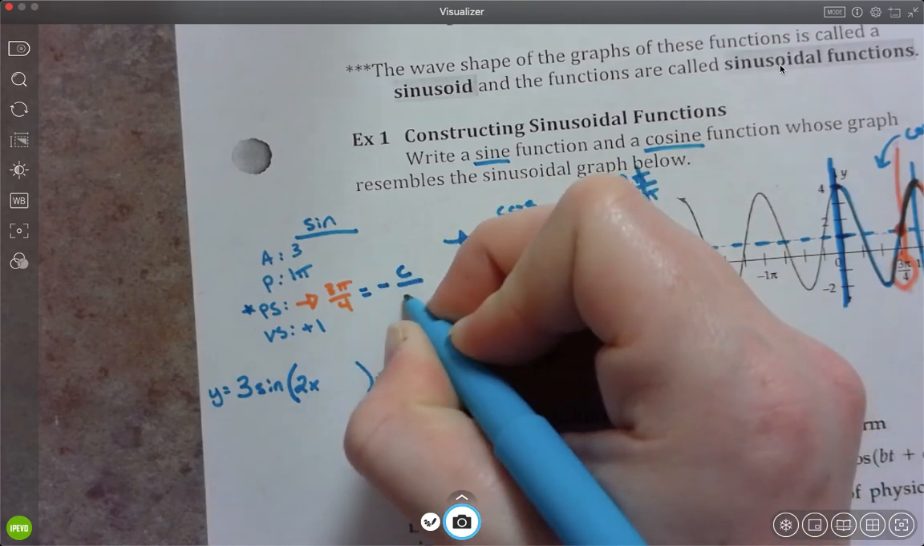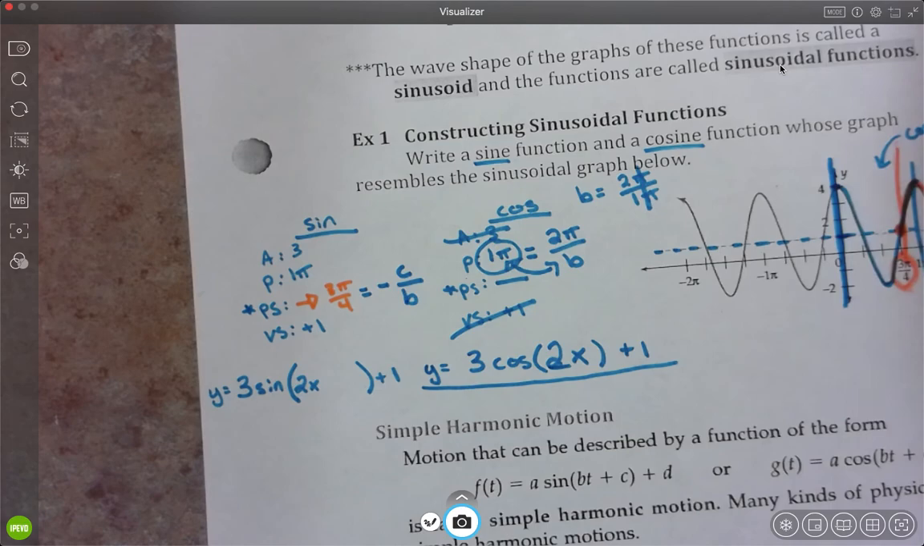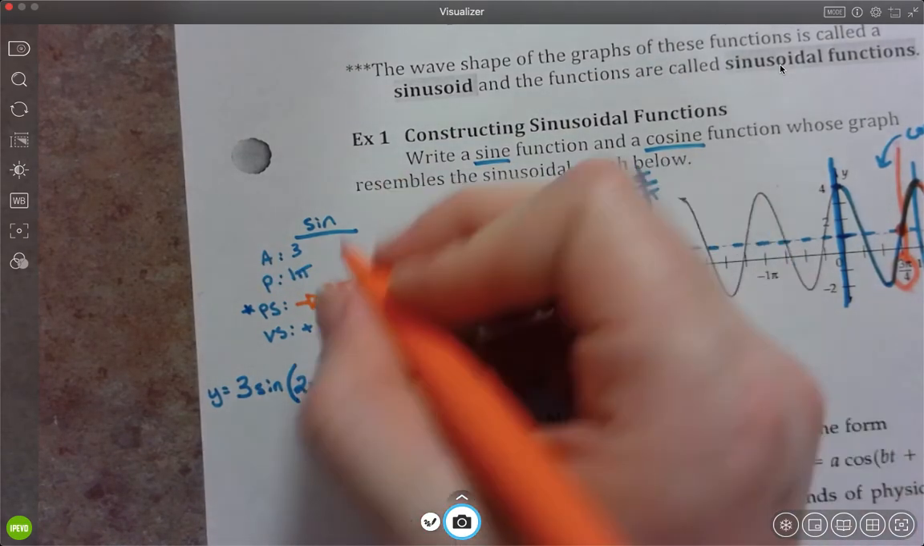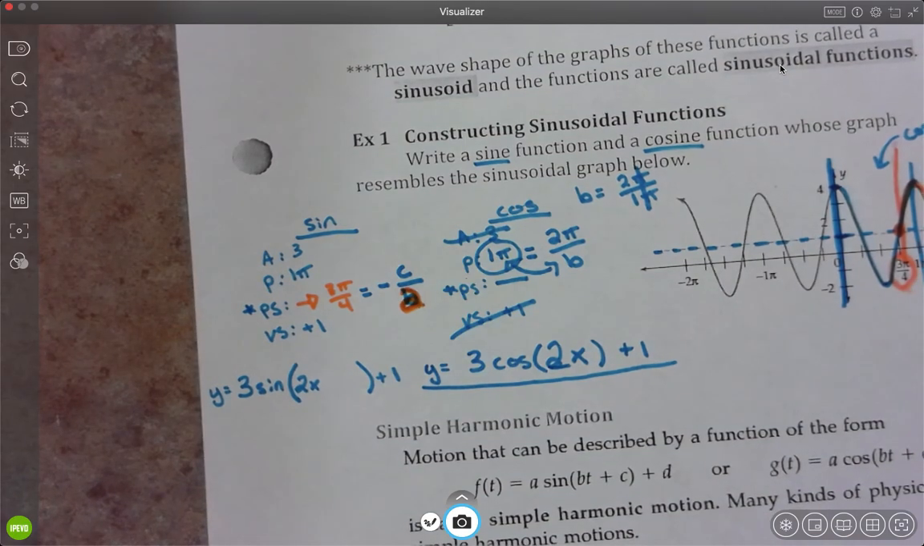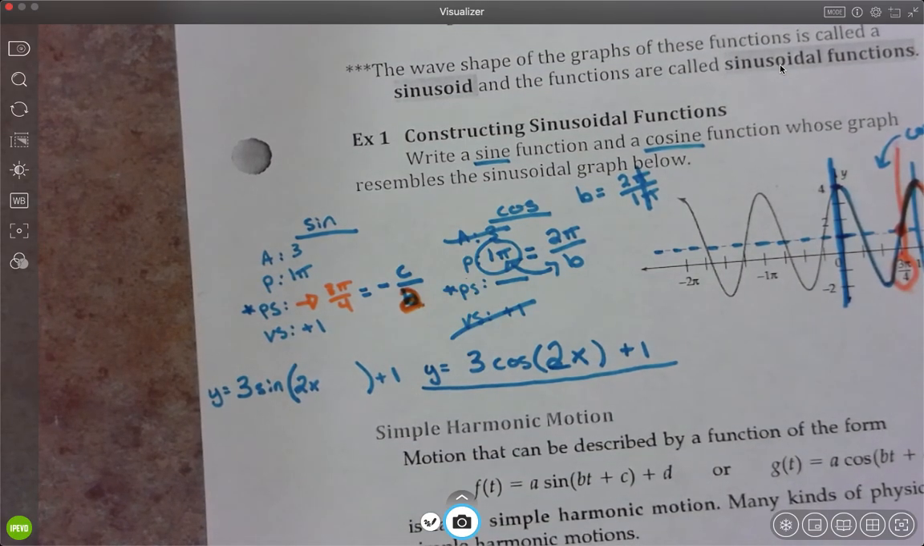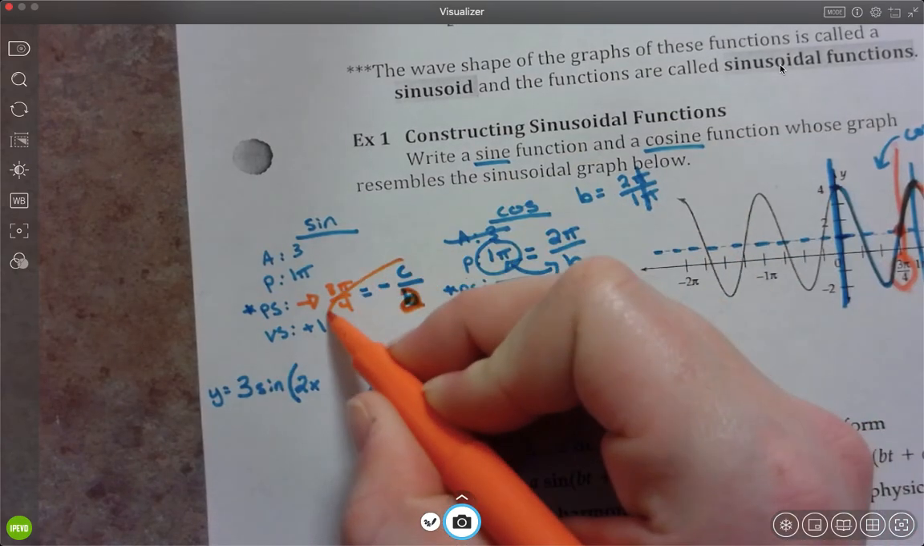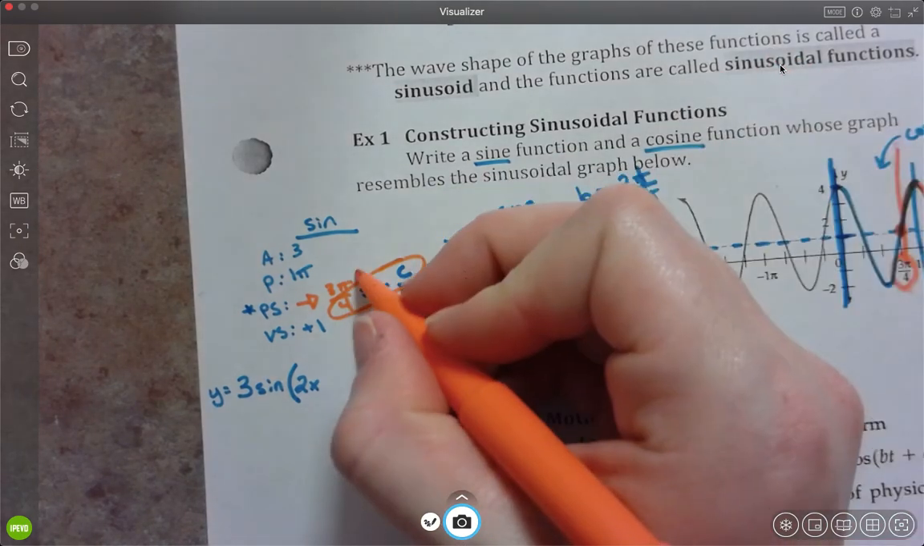Okay, and my b value, we just determined from the last part, was 2. So I'm going to put that in there as 2. Then what I can do is cross multiply if I want to. So I'm going to do 4 times negative c and 3 pi times 2.